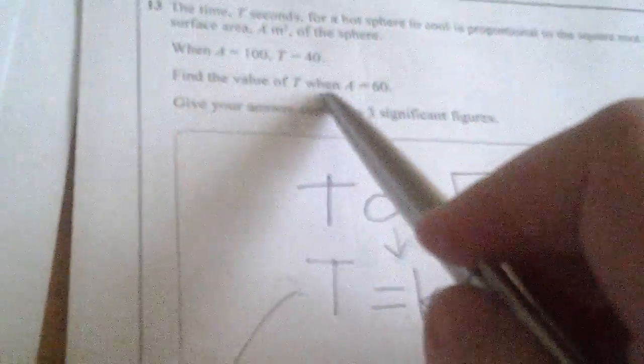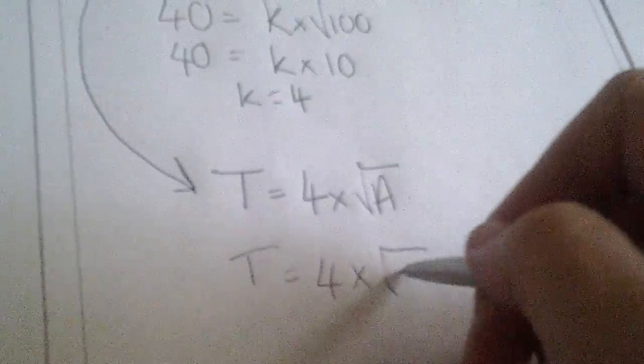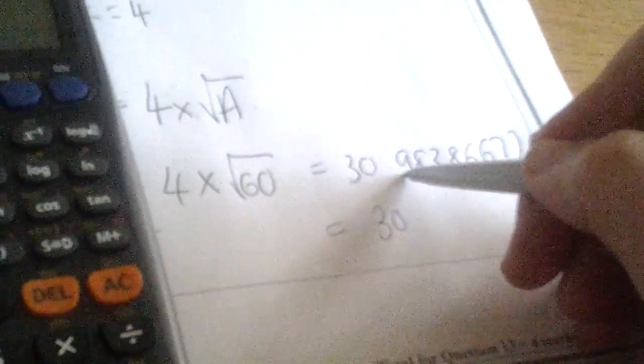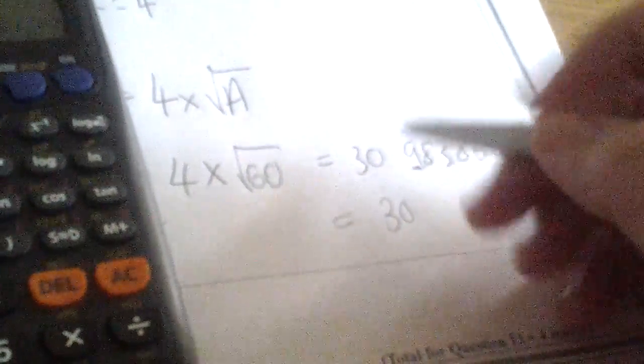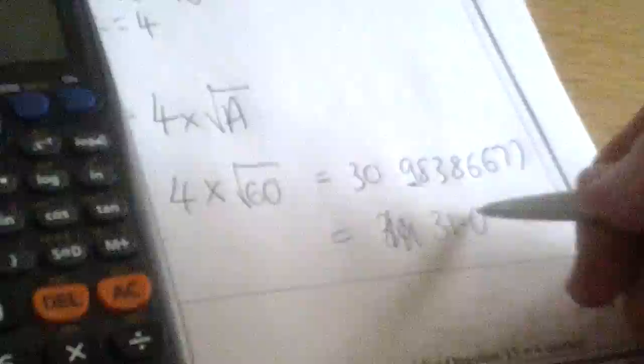They've asked me find the value of t when a is 60. So I know that what I need to do is 4 times the square root of 60. And I can do that on a calculator because obviously the square root of 60 is not a nice one. So 4 times the square root of 60, which is 30.9838667. Notice I'm writing down everything first, so that when I do my rounding to 3 significant figures, I don't lose too many marks. So 30 point, well, careful, because if I round to 3 significant figures, the 9 becomes a 10, so actually it's 31.0.